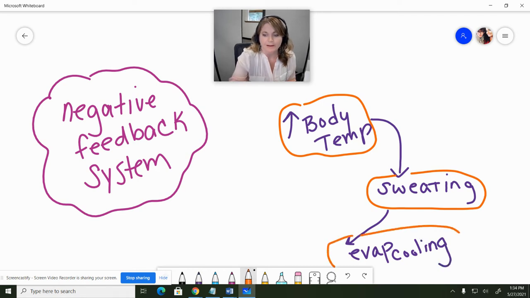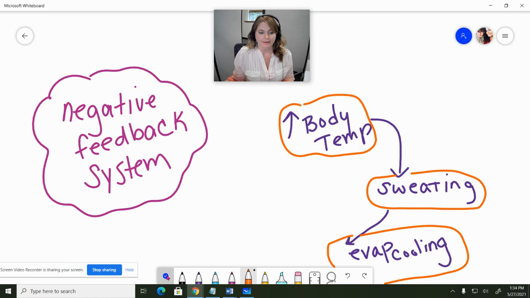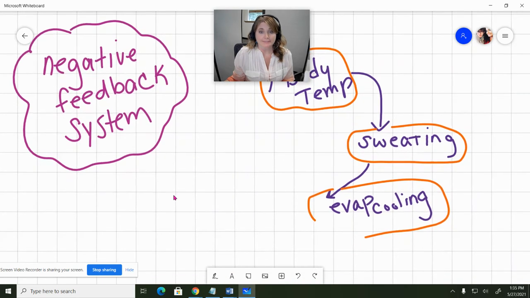we're writing at the bottom of the screen. It gets kind of difficult. And that leads to a decrease in body temperature.